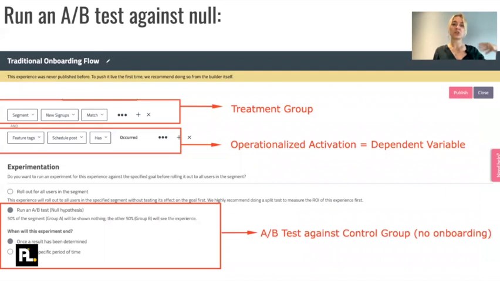So you should always choose, as in the case of any experiments, the same treatment group. You should have the same operationalized dependent variable, so activation. And then you should just choose a different experimental condition. So, well, different variants of the same experience.